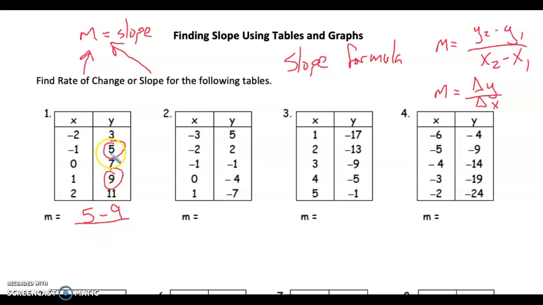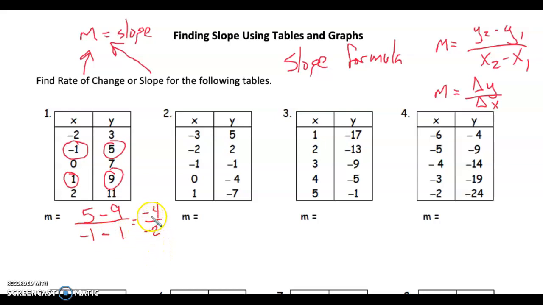On the bottom, we have to put the x in line with the y that we chose. So here, the x has to go with it. When y is 5, x is negative 1 for this table. Then we're going to subtract the x from our other y value we selected. We selected 9, and the 1 went with the 9, so 1 goes below it. And of course, we're subtracting. So 5 minus 9 is going to give me a negative 4, and negative 1 minus 1 gives me a negative 2.